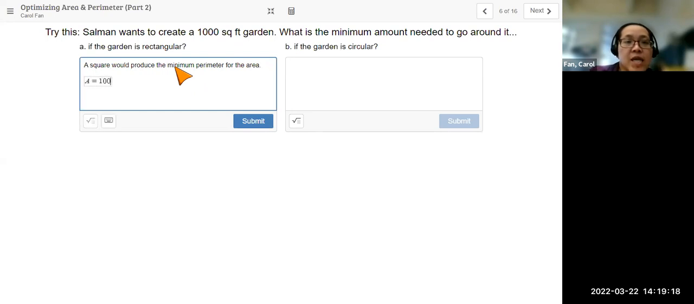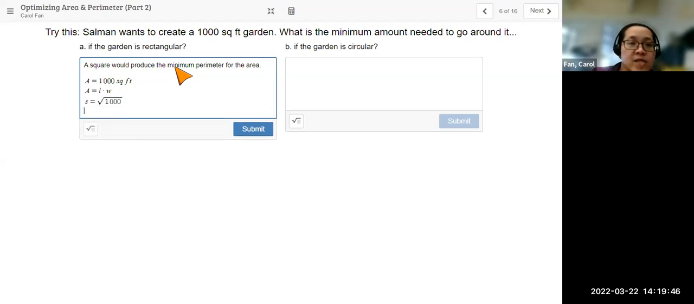So area is 1,000 square feet. Let's divide it by 4 and we have... or sorry, that doesn't work. Okay, area is equal to length times width. And in this case, because it's a square, I'm just going to take the square root to get one of the sides. So side is equal to the square root of 1,000.